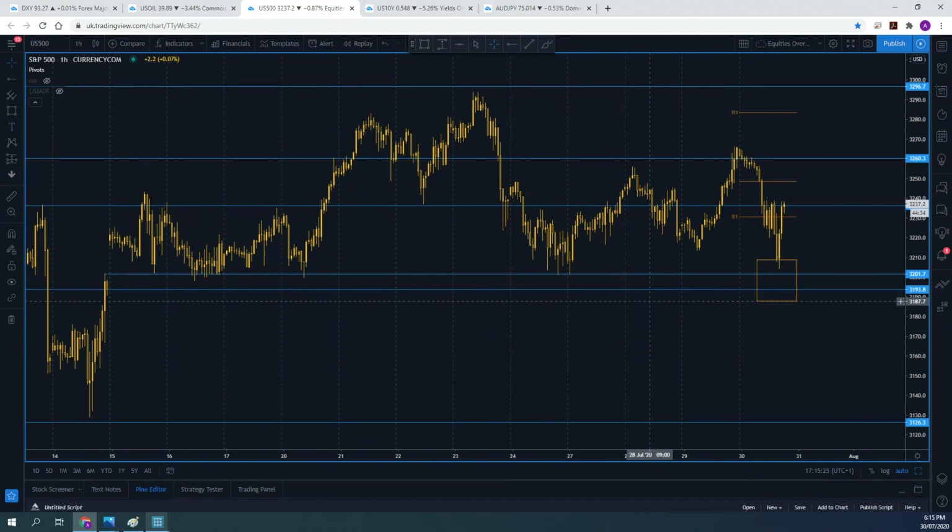And even though a range bound move from this level to that level can be profitable, what happens when you have a key level that's stuck in an area like this? Let's just highlight that level over there.